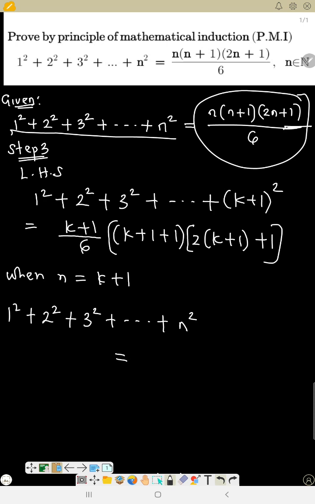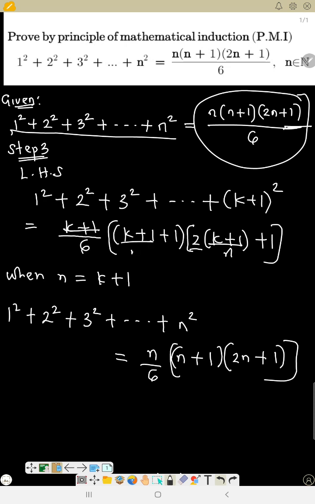So this will be equals to k plus 1 over 6, that will be n over 6 in brackets. This k plus 1 is n, so that will be n plus 1. Then 2 times k plus 1, that is n, will be 2n, then plus 1. So I've replaced all the k plus 1 here as n. So now finally, everything here will be divided by 6.